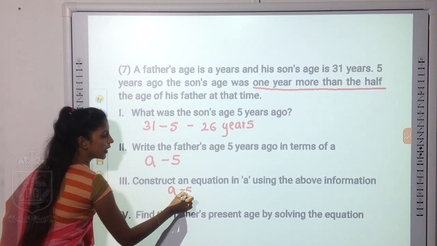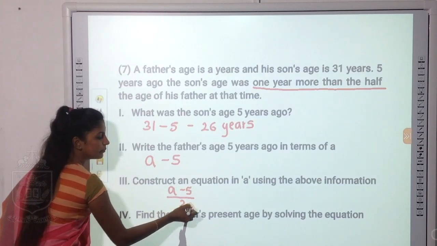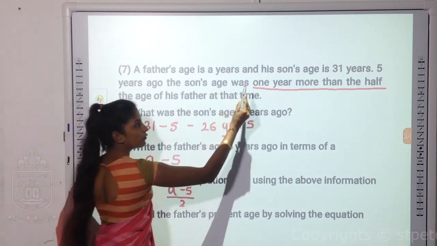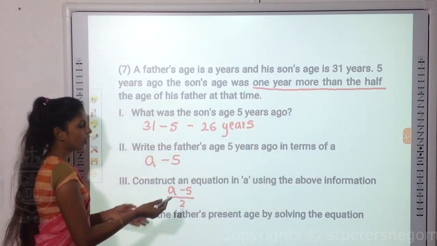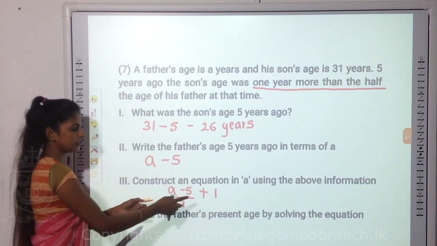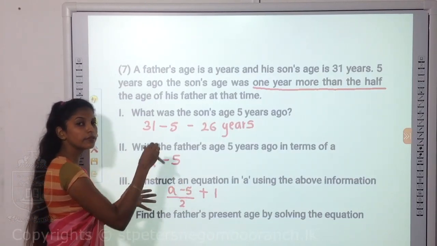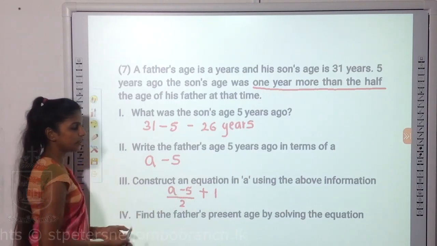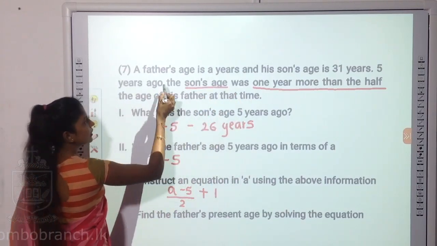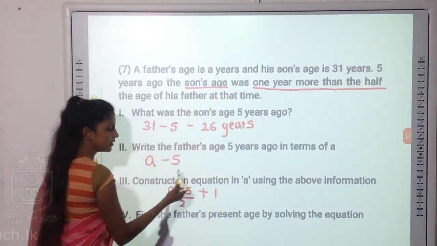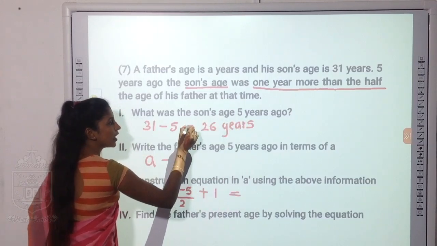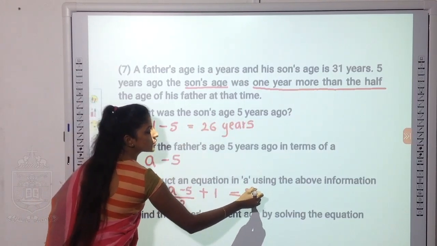A minus 5, the whole thing should be divided by 2. Half of the age of his father is this. 1 year more than the half. This is the half. Other than that, you have got 1. 1 year more than the half is equal to the son's age. 5 years ago, the son's age was this. So what you can do? You can equate this to the first answer that you got, that is 26.